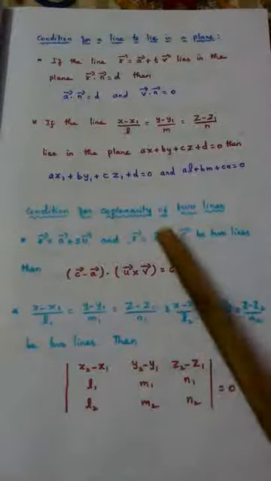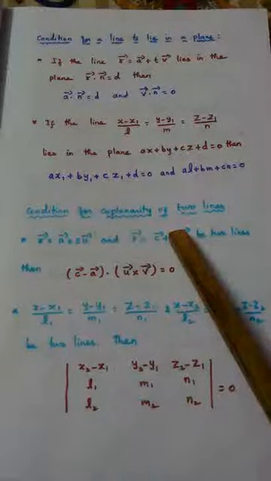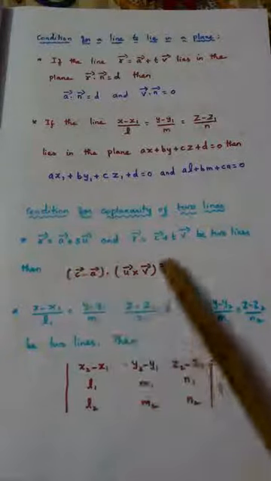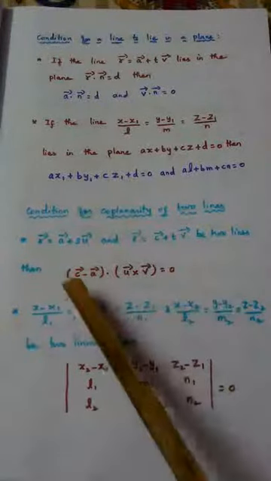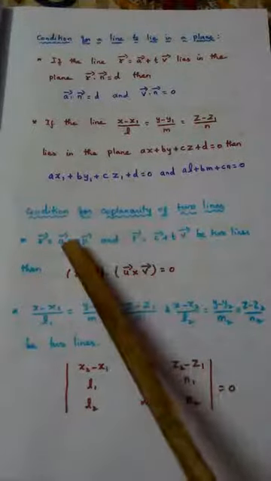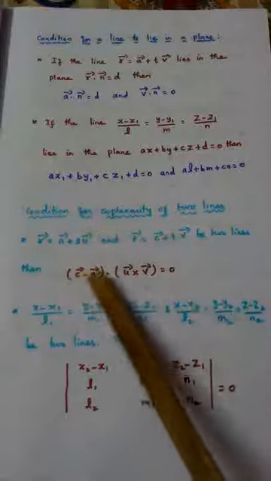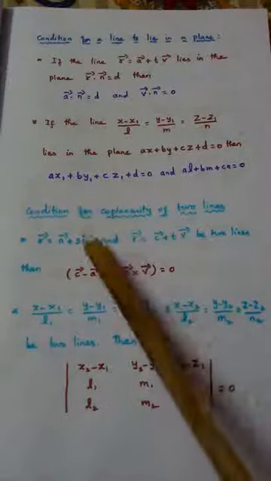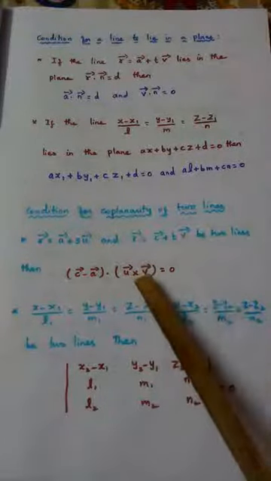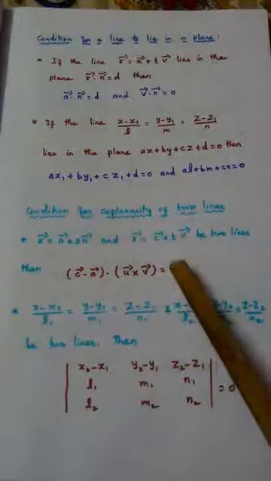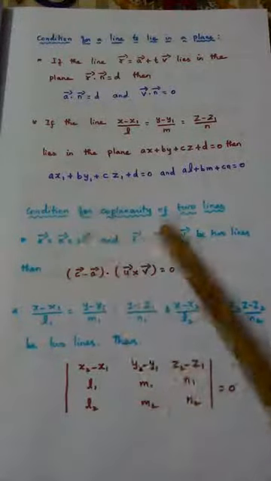Then the condition for these two lines to be coplanar is given by this one. What is this? C minus A. What is the meaning? Second point minus first point, that is, point on the second line minus point on the first line, dot u vector cross v vector. What is u vector? Parallel vector of the first line, parallel vector of the second line, cross product. If we take the dot product for these two, the answer should be 0. If this condition is satisfied, we will say these two lines are coplanar.